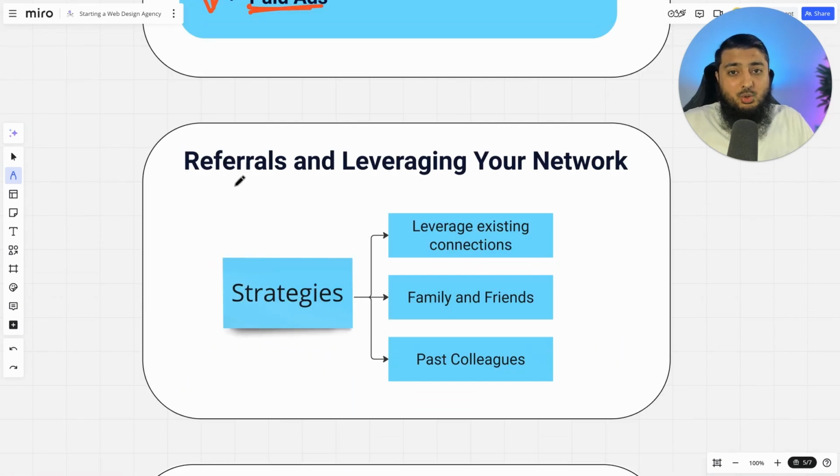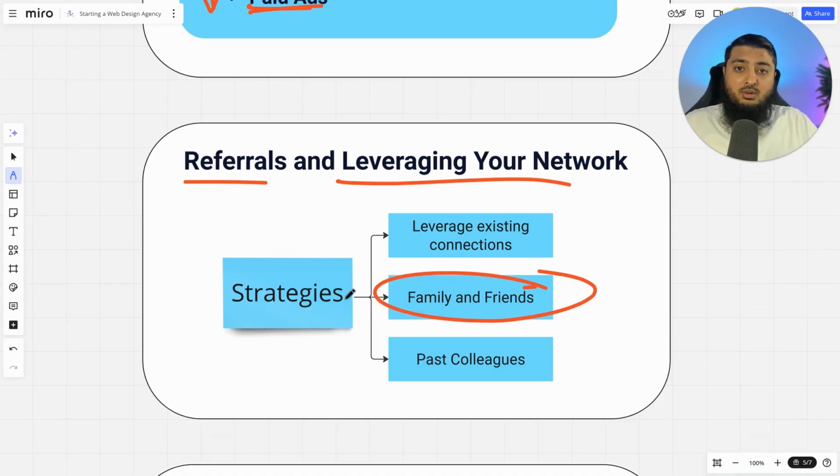The first thing you can start looking at to get your first client are referrals and also leveraging your network. This is going to be different for every single person, so make sure that you do focus on this first of all, as it is going to be the easiest to get your first client. What you should be doing first of all is reaching out to all your family and friends. The reason this is going to be the easiest to get your first client is because the people should already trust you. So that is already one hurdle that you have overcome.